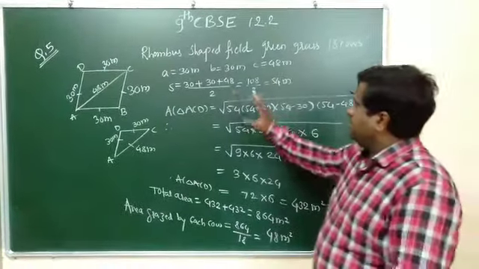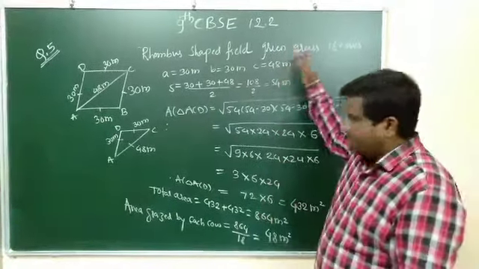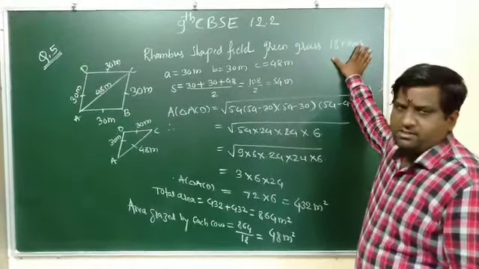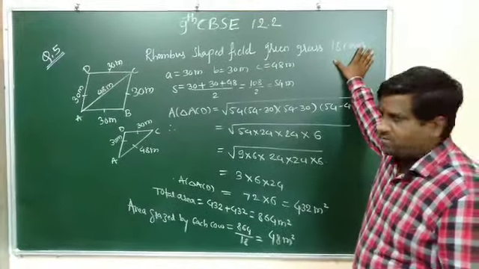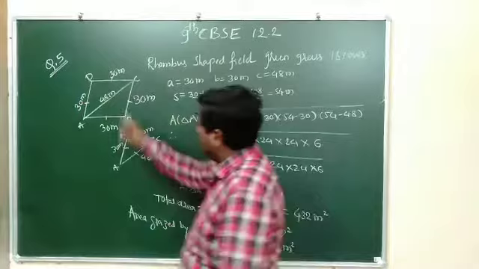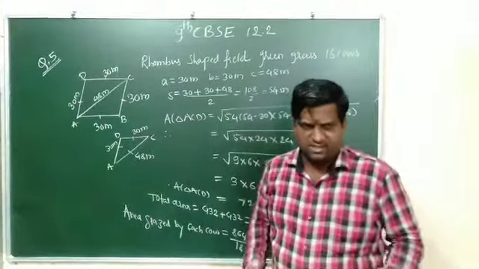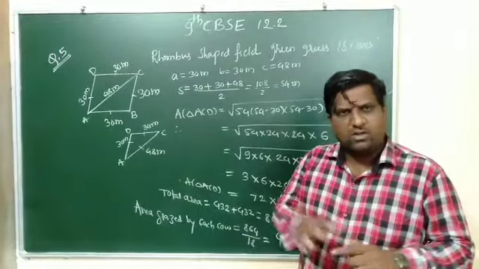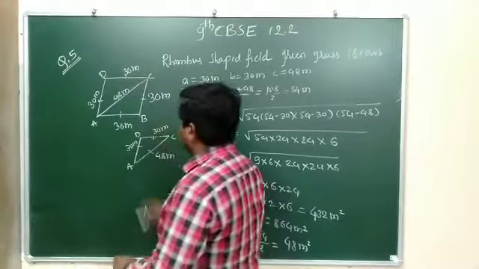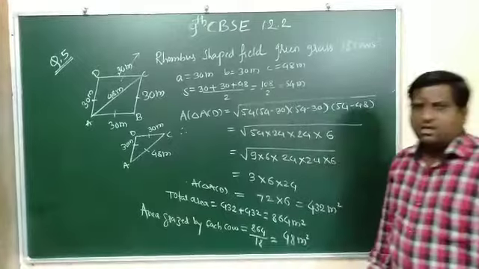There is a field which consists of green grass for the animals to graze. In this example, there are 18 cows. Number of cows is 18. The field shape is a rhombus, and we know in a rhombus all sides are equal. This is a quadrilateral which consists of all sides equal: 30 meter, 30 meter, 30 meter, 30 meter. So this is the green grass field for the cows to graze.